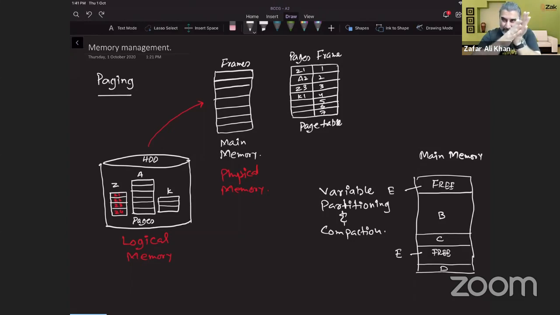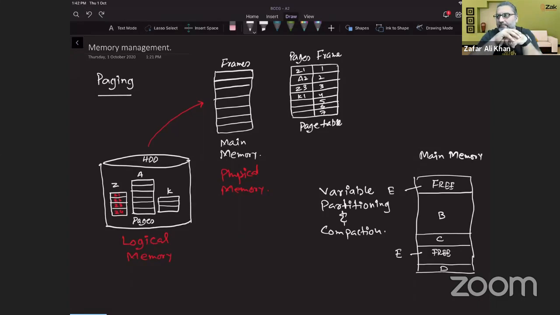Now, what basically happens is that only those pages which are required are loaded to the page frames in the main memory. So from the logical memory pages, only those pages which are required are loaded. Secondly, the pages, when loaded, are not required to be in adjacent areas.